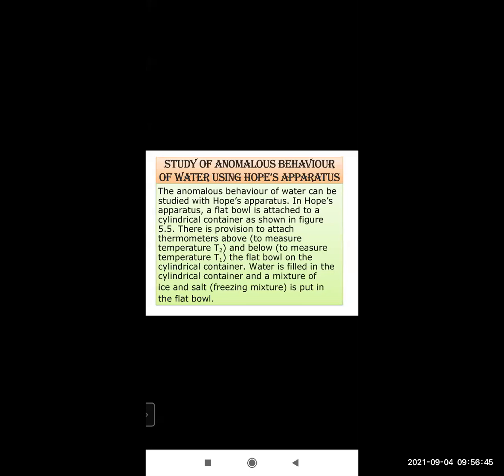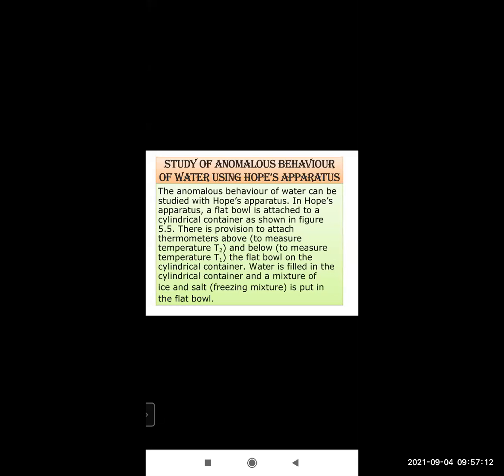The anomalous behavior of water can be studied with Hope's apparatus. In Hope's apparatus, a flat bowl is attached to a cylindrical container as shown in figure 5.5. If you have the textbook in front of you, you can see figure 5.5, Hope's apparatus. So in Hope's apparatus, what is there? This is the construction: a flat bowl is attached to a cylindrical container.